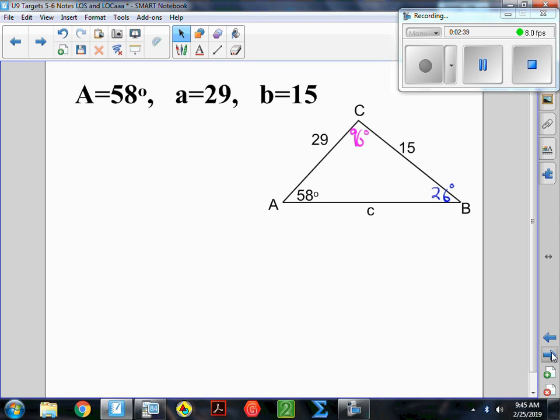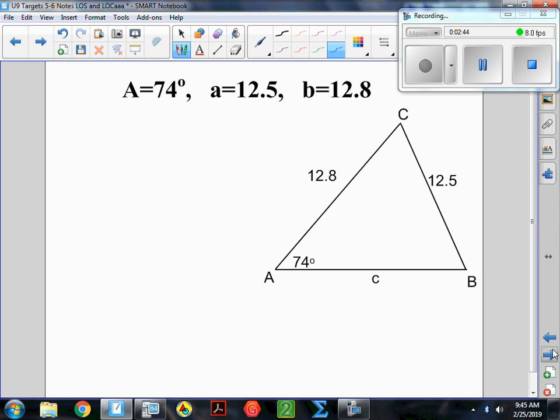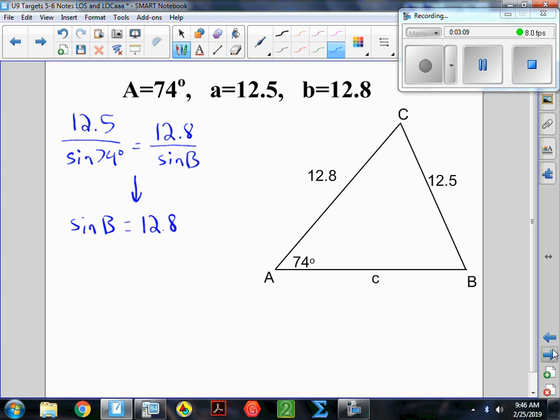I want to point out that I had an acute angle A, and then I had opposite sides and another side. So same thing. In this one, I have an acute angle A, 74 degrees, and then the information. So I'm going to do the law of sines the same way on this one. I'm going to say that the side A, 12.5, divided by sine of 74 degrees is equal to 12.8 over the sine of B. I'm going to solve that proportion and get sine of B is equal to 12.8 times sine of 74 degrees divided by 12.5.